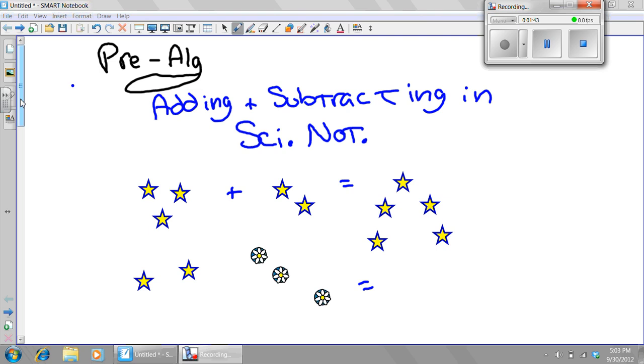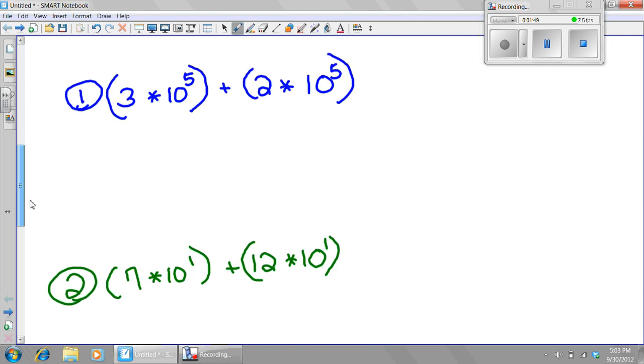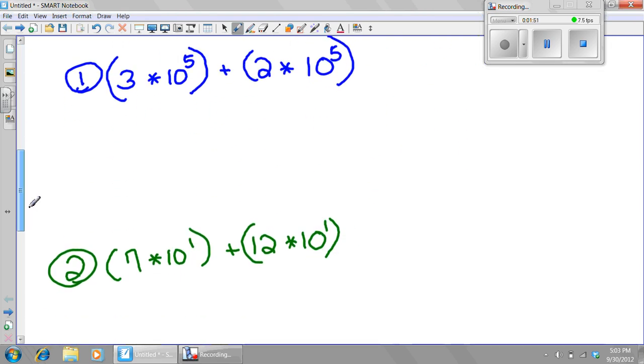to change some of the numbers and then make them like terms and then be able to add or subtract. So, let's see here. I've got 2 examples in green. And here's how I need you to think about this. Pay very close attention to this. We are going to be counting how many 10 to the 5ths we have. Why? Because both problems have a 10 to the 5th in it. We're going to count how many 10 to the 5ths we have.